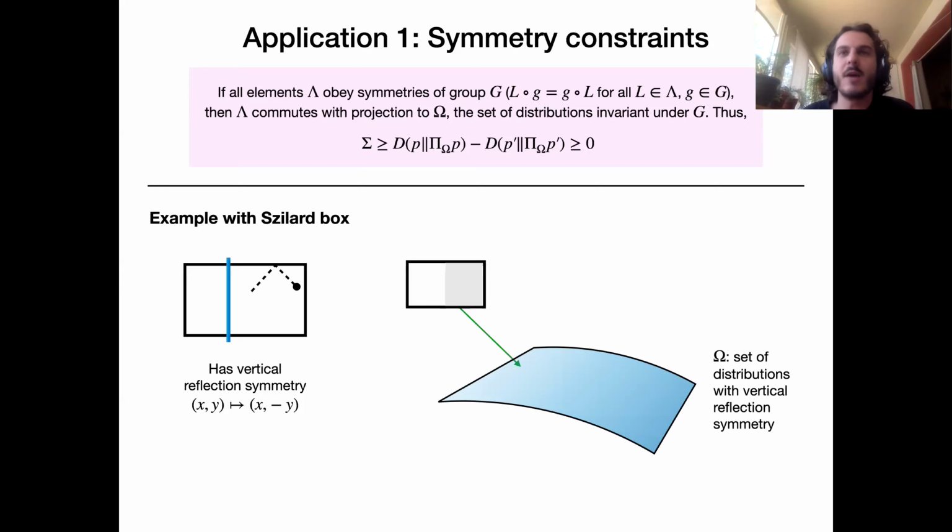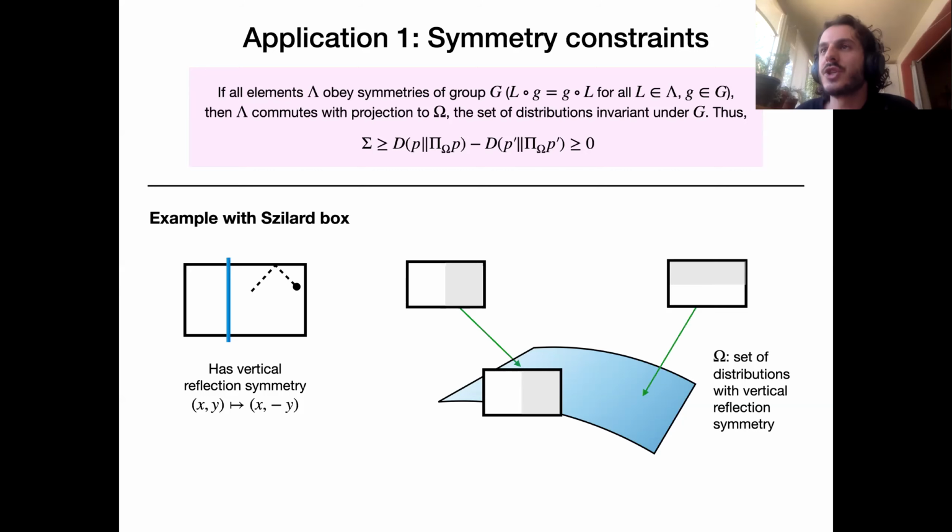If we, for example, project the distribution where the particle is on the right half of the box, then it actually projects to itself because it's already symmetric. If we take the distribution where the particle is in the top half of the box, it turns out that the closest symmetric distribution to that is the uniform distribution.